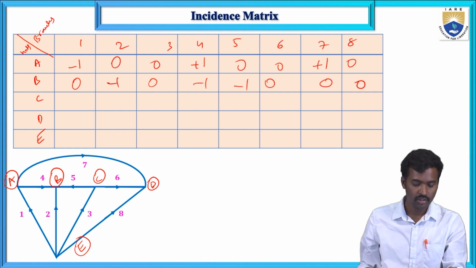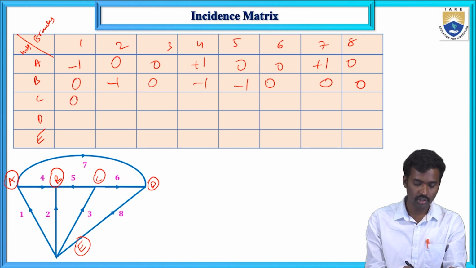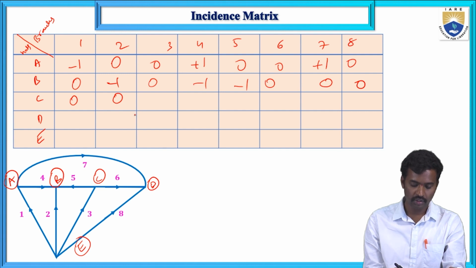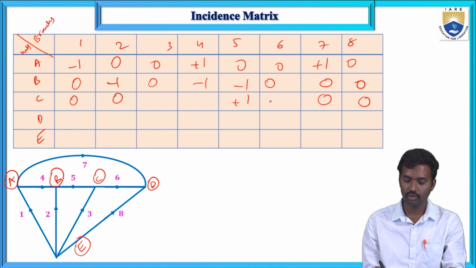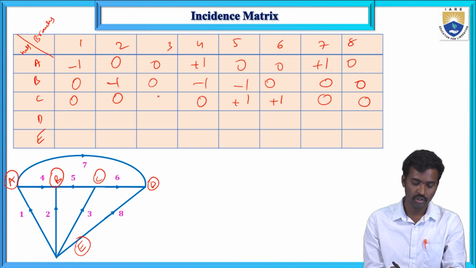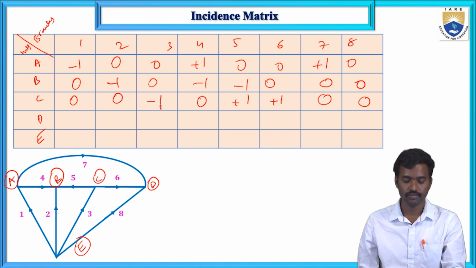And next, C node. 1 is 0, not associated, 2 is 0, not associated, 8 is 0, not associated, 7 is 0, not associated. Only 5 is leaving the node, +1, and 6 is leaving the node, +1, and 4 is also not associated, and 3 is entering the node, that is +1.